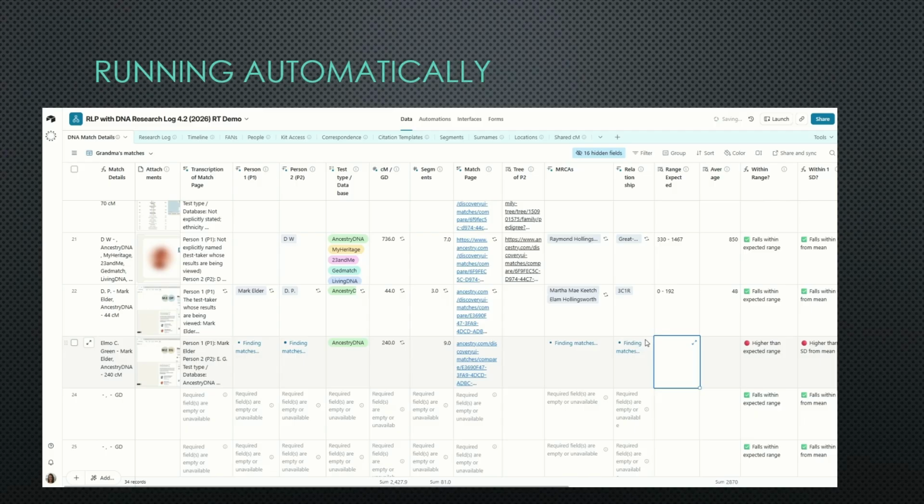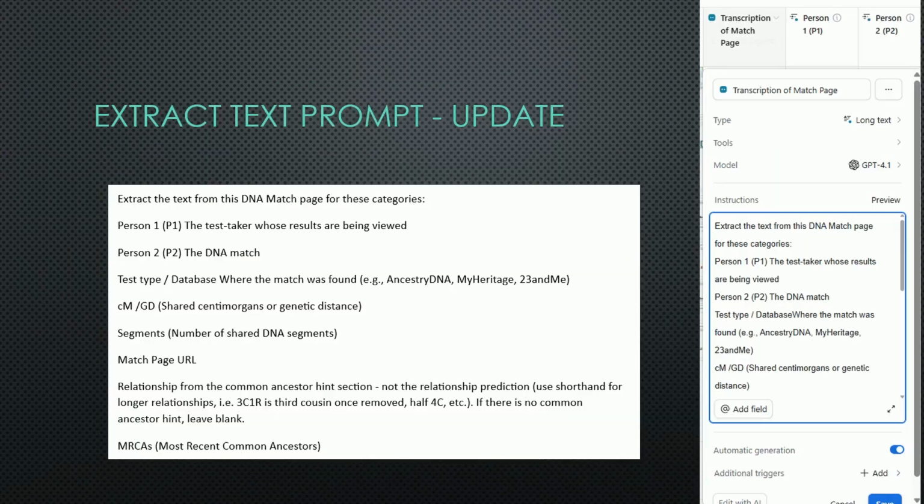So I realized I needed to tweak my instructions. I changed my prompt for the transcription of the match page field, and it's not truly a transcription. Maybe it would be best if I transcribed the whole thing first and then had another field that would go through and extract the text that I needed for the info. I don't know. I don't think that the transcription of match page was the problem. I just needed better instructions.